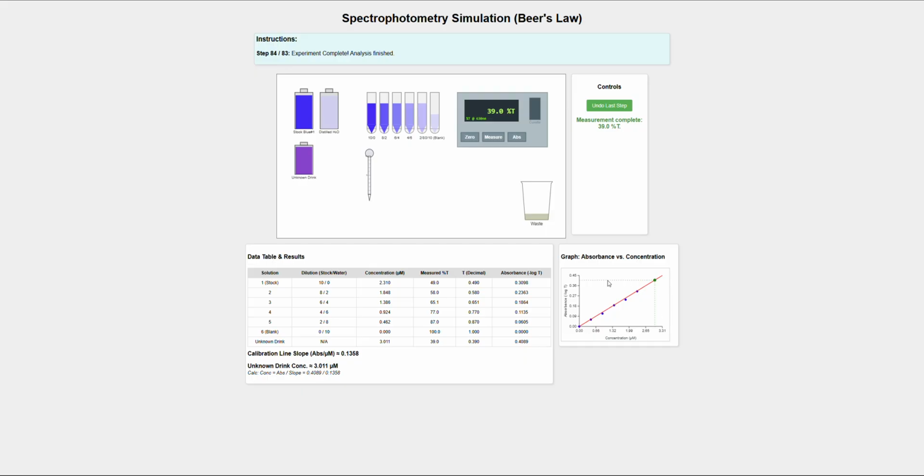The graph showing that it is a linear function means that Beer's law seems to come out correct. Thank you. That is all.